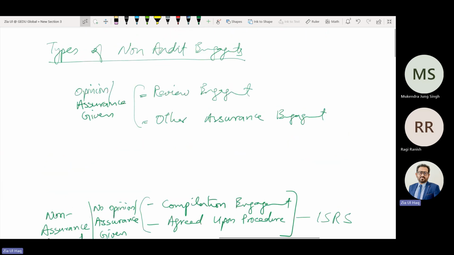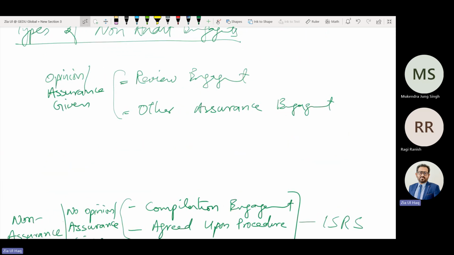The two types of non-audit engagements where we provide opinion or assurance are called review engagement and other assurance engagement. What is a review engagement? It's just like audit.